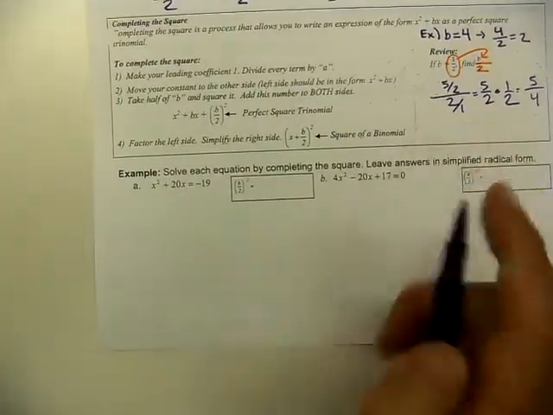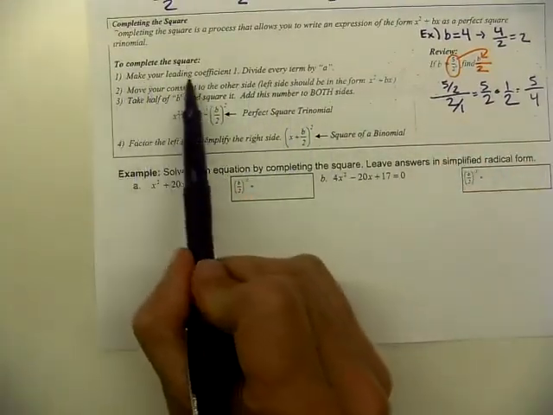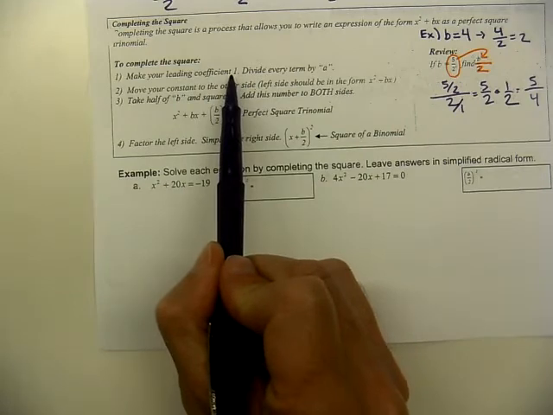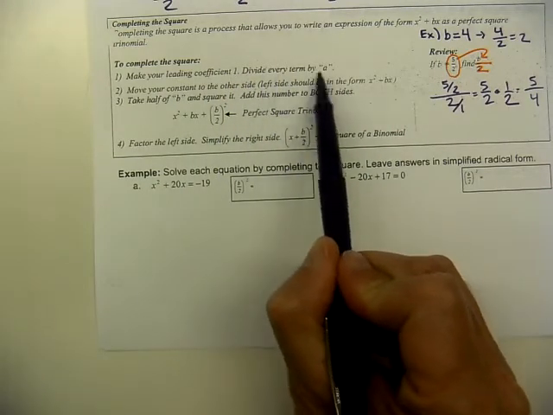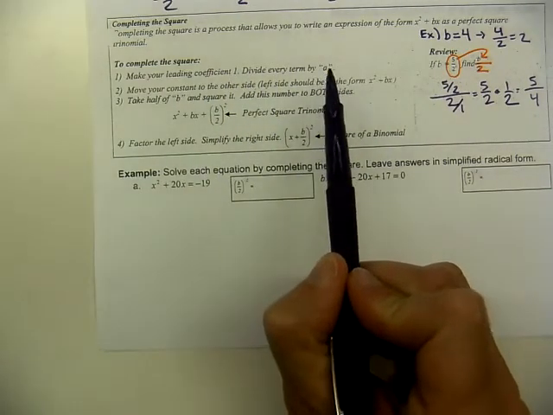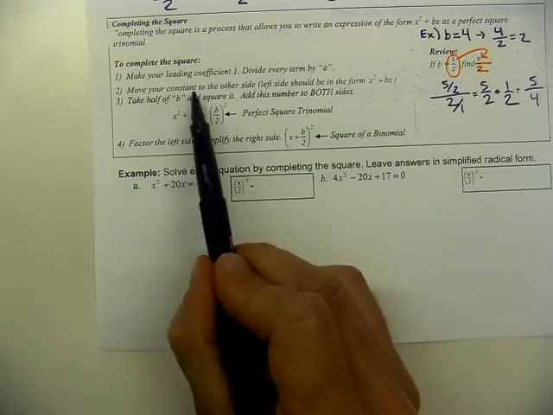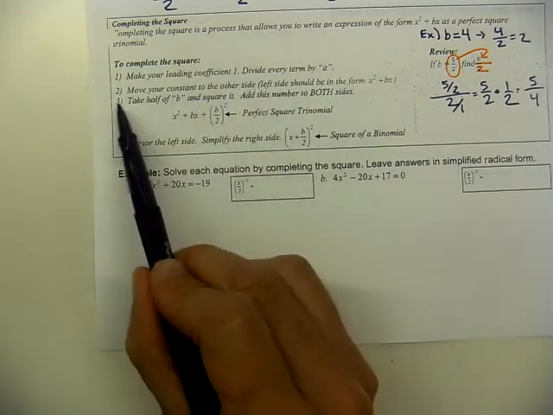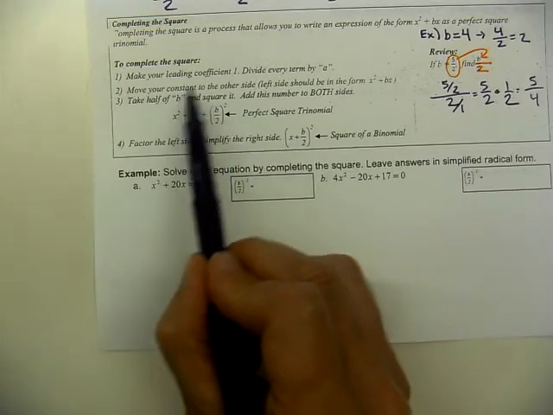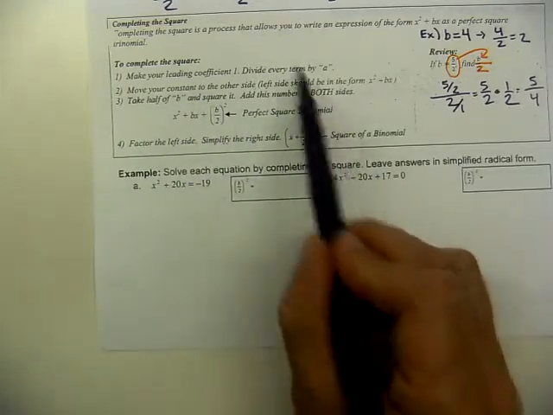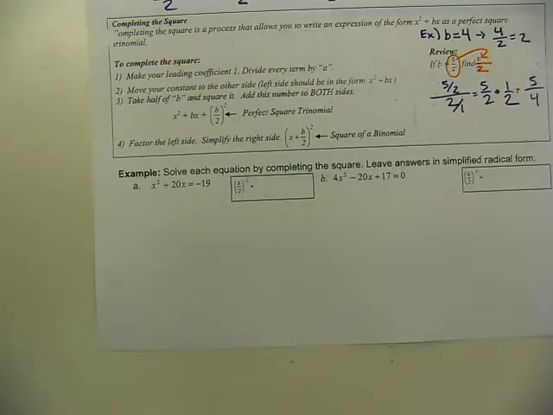So when we go through these steps, we're going to first of all make sure our leading coefficient is 1. If it isn't, then we have to divide every term by that leading coefficient. Then we're going to move the constant term to the other side. And then we'll take half of b and square it, and we'll add that number to both sides. So let's see that work out here.